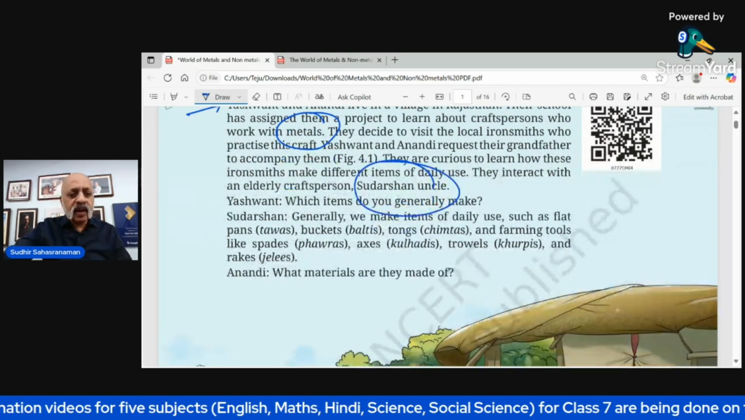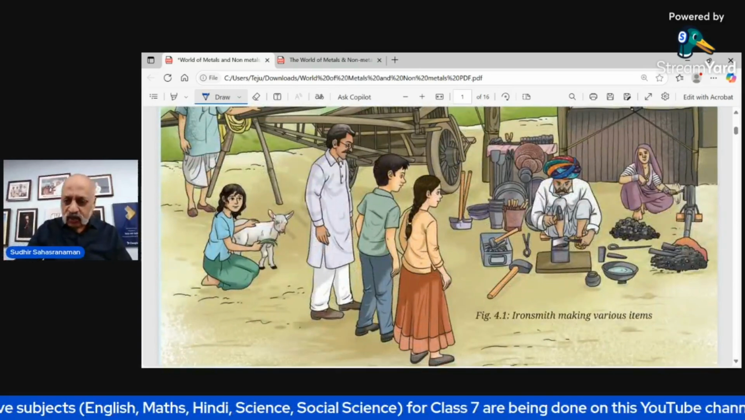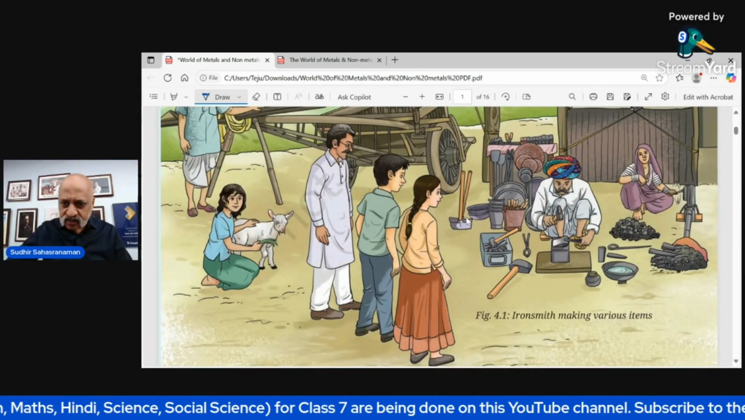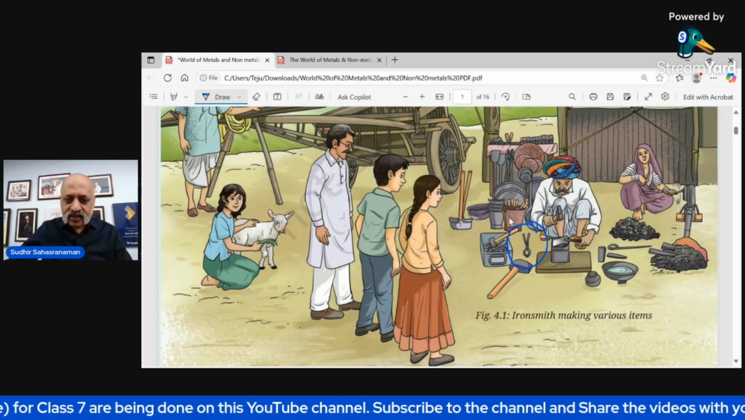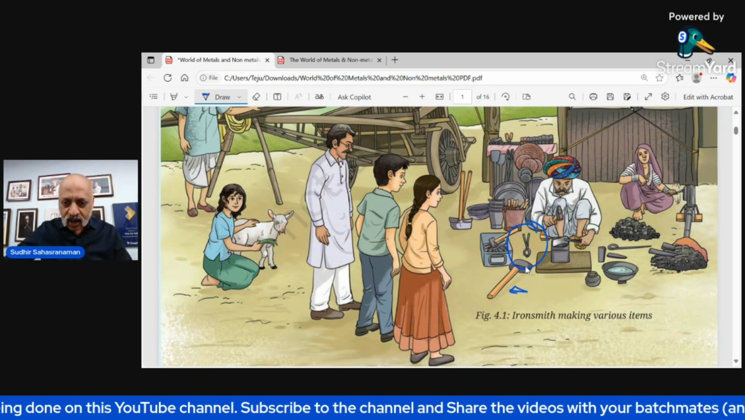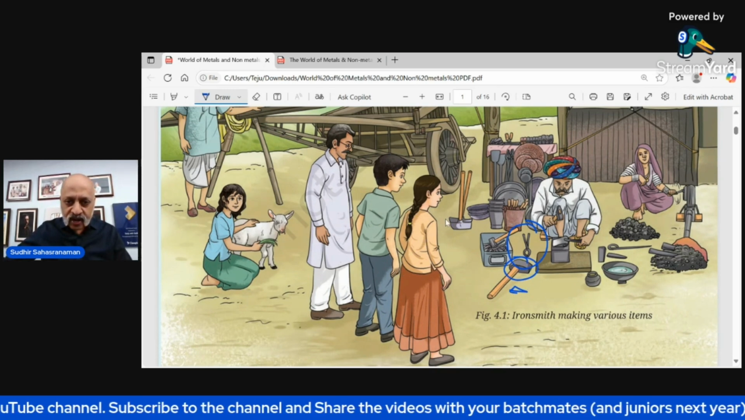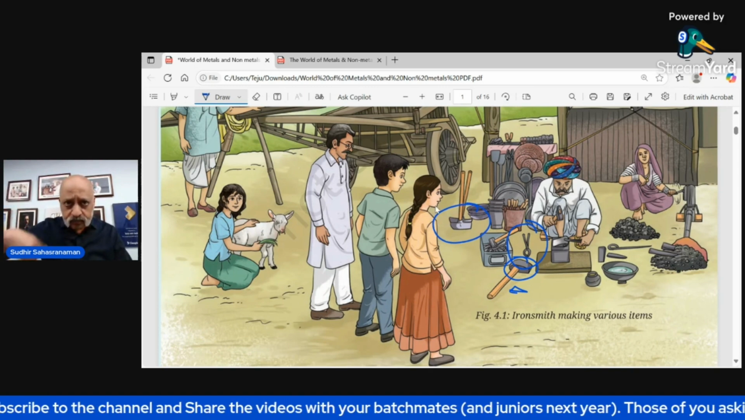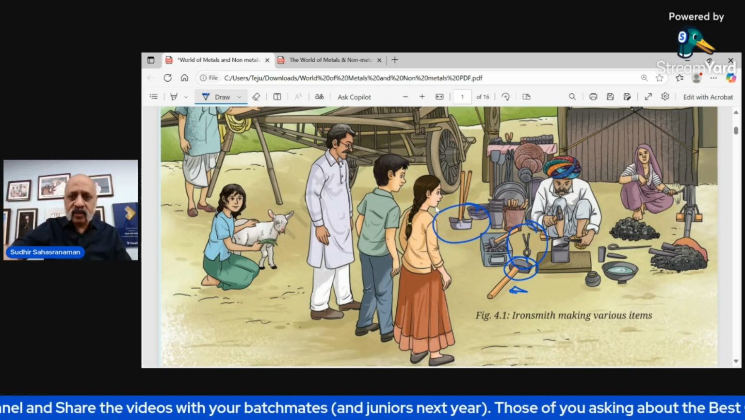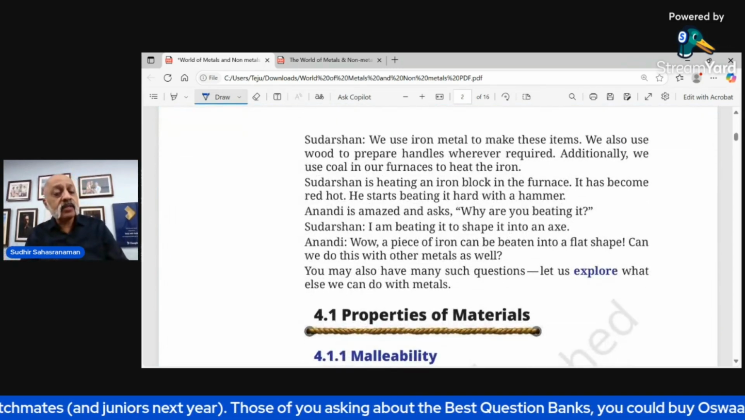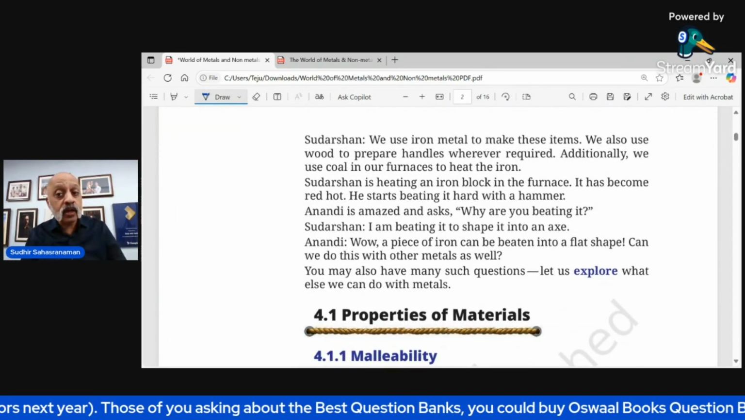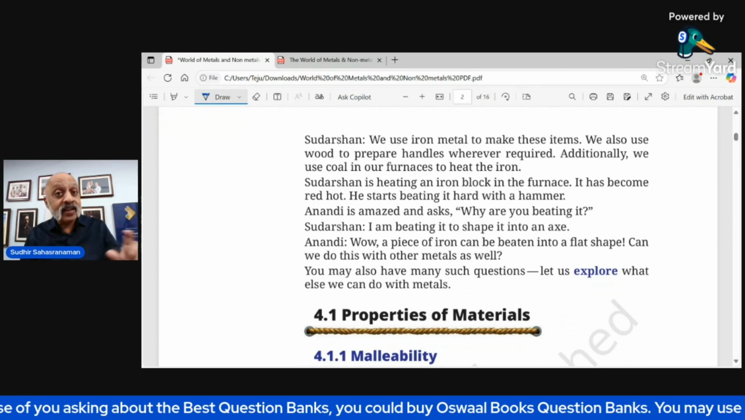Anandi asks, what material are they made of? So you are seeing out here, this is some kind of a fork with which you hold something. This is a hammer. This is made of wood, and this is made of iron. This is the phawda which you use in the field, etc. So Sudarshan says we use iron metal to make these items. We also use wood to prepare handles whenever required.